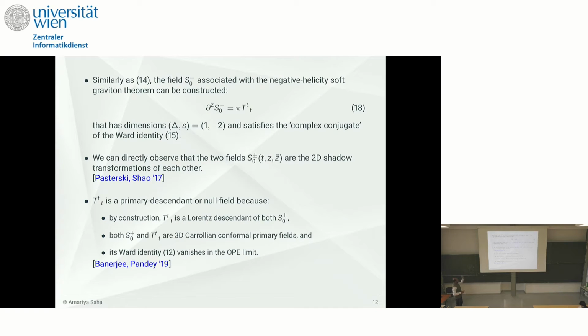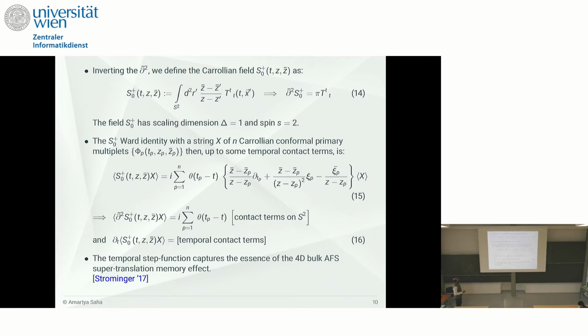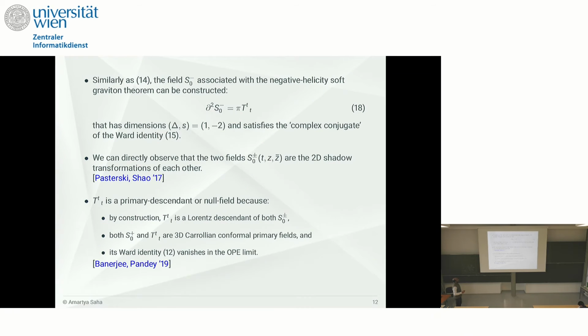So we can similarly build a negative helicity field that satisfies this relation. S naught plus satisfies this relation and S naught minus satisfies this relation. So that means they are really related, and we can observe that S naught plus and S naught minus are related by 2D shadow transformation.